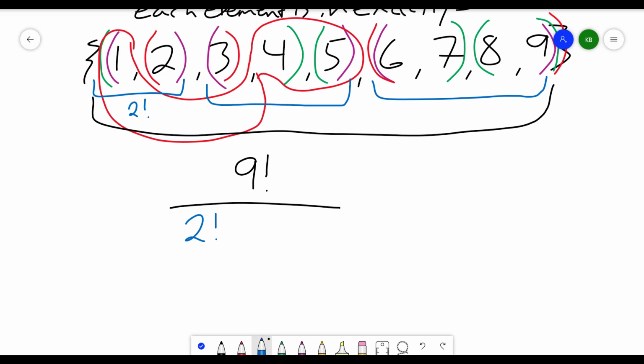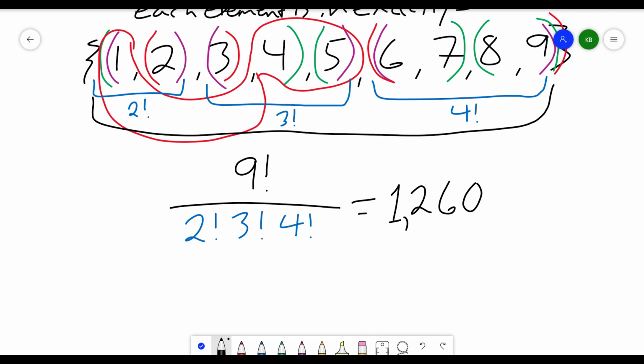In my group of 3, I could have 3 factorial orders that those people could fall into. And I don't care because they're all a group of 3 and I see them as a group. And the same thing with the group of 4. Now it's a group of 4 and they're in any order. They're all a group of 4 and that's what I really care about. So I divide out by all of those. And when I do that division and all of those factorials, I get 1,260 ways that I could put my class into a pair, a group of 3, and a group of 4.